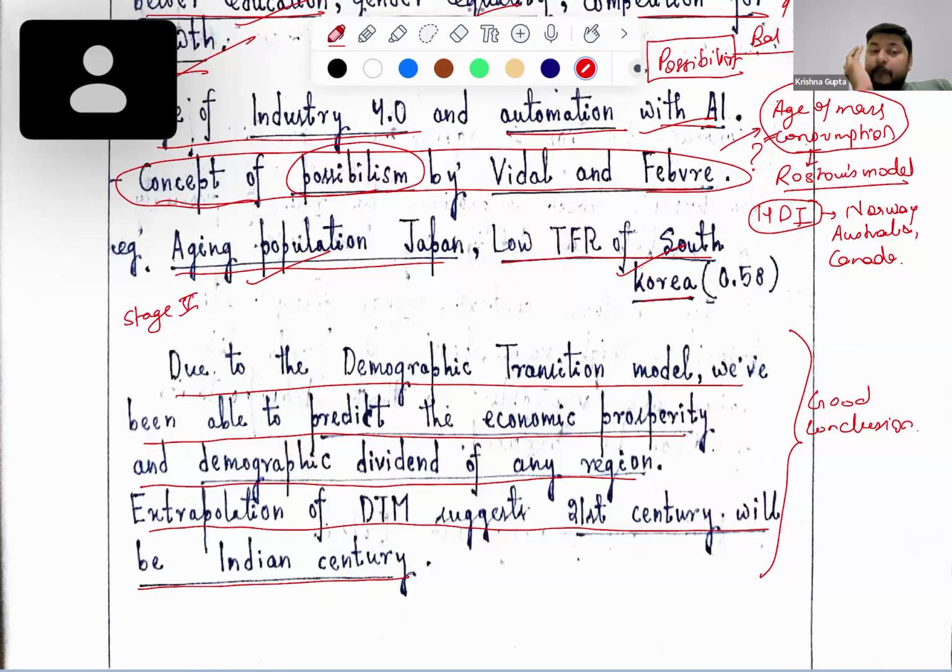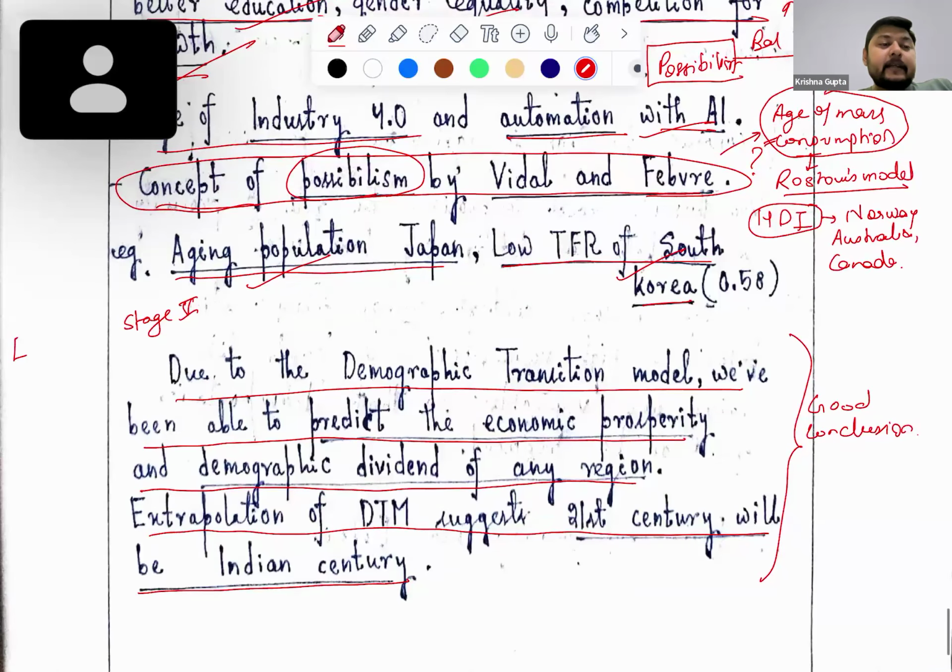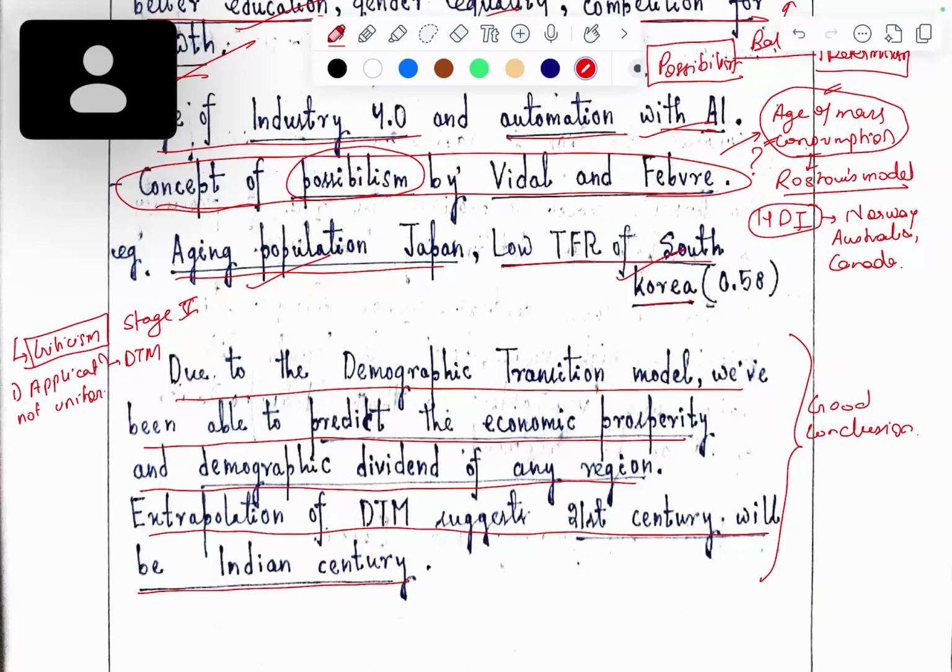Now, before this, we also need to add certain criticisms of the demographic transition model which is propounded here. So the first criticism, what we will say here, is that the application of the demographic transition model is not uniform with respect to developed and developing countries.